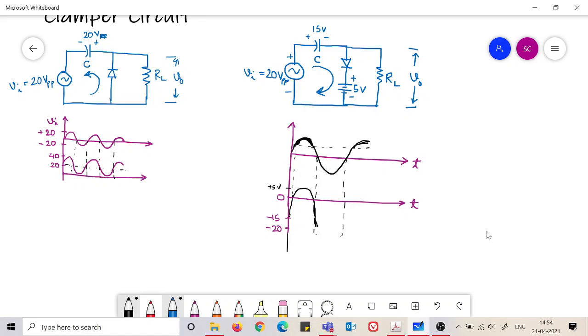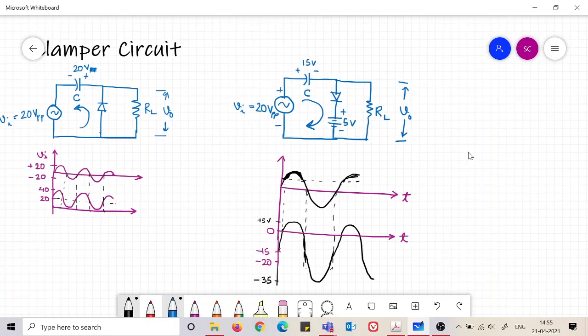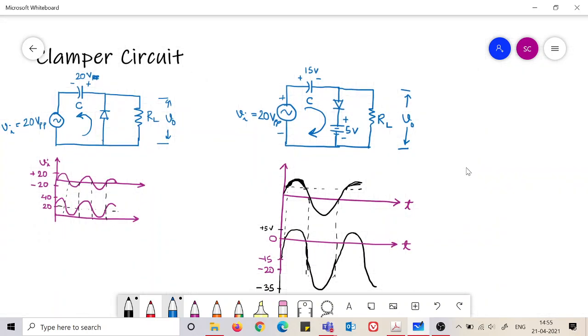How far it will go? It will go till 35, 20 minus 15. Till here it will go. So this is the way it will behave.